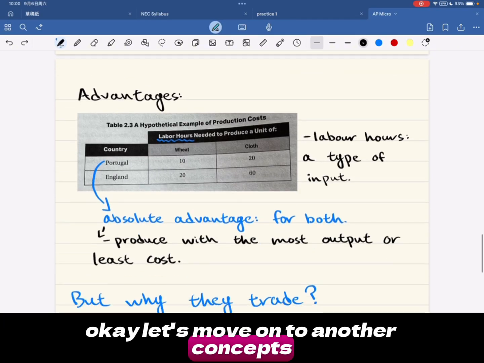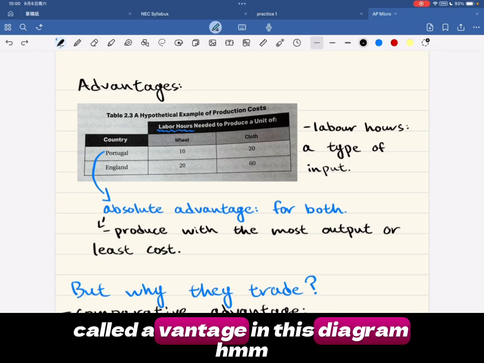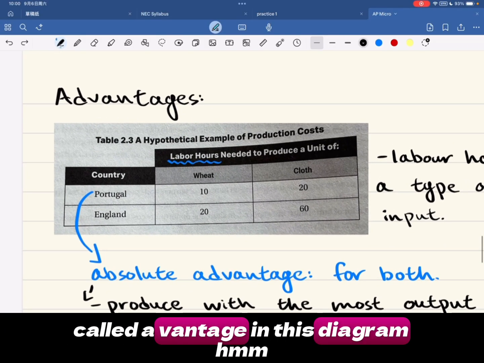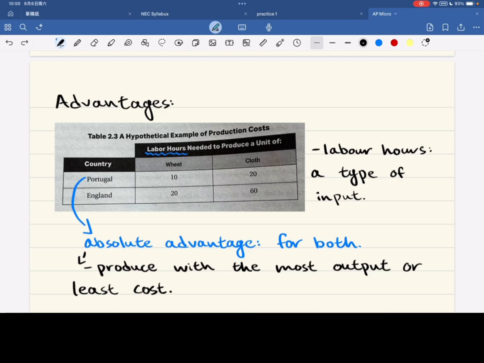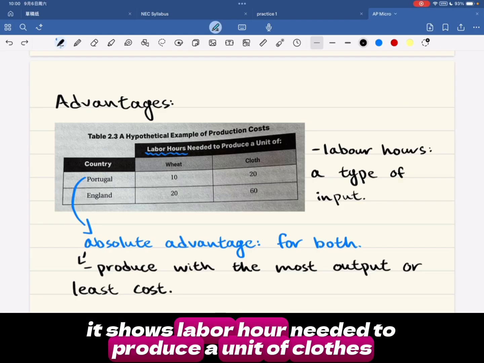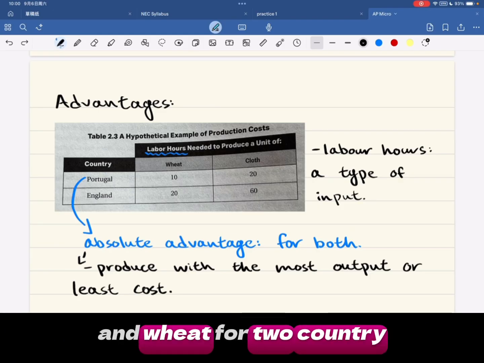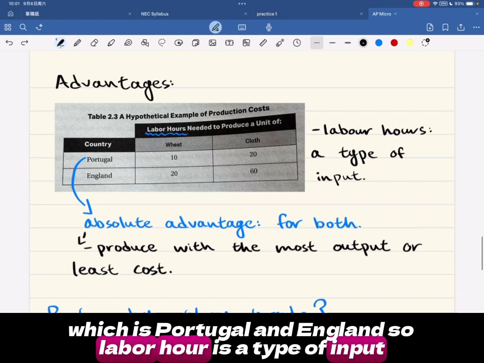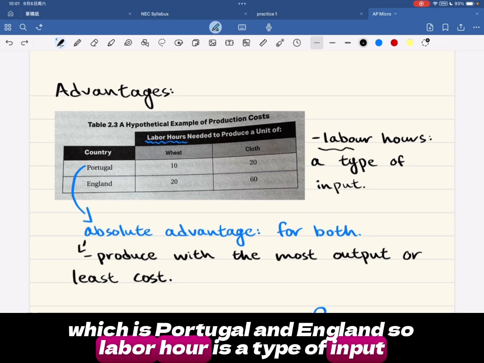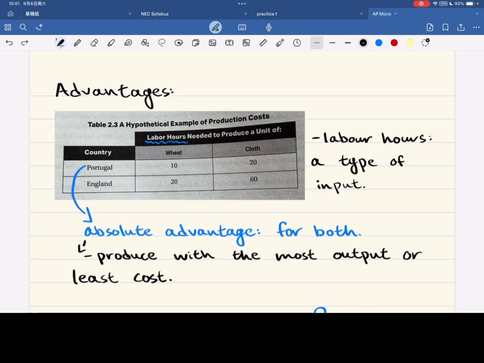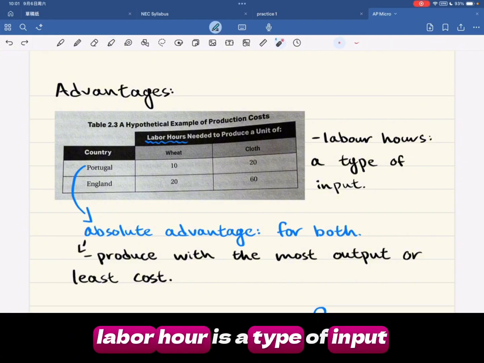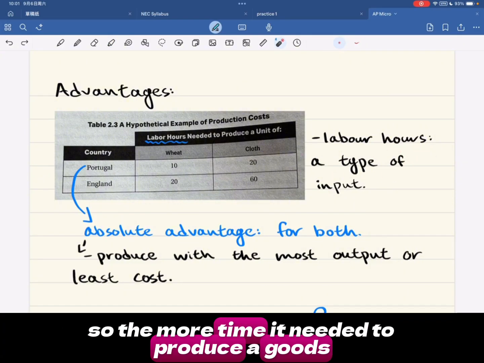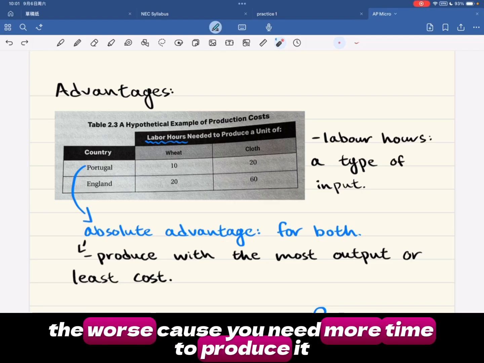Okay, let's move on to another concept called advantage. This diagram shows the labor hours needed to produce a unit of clothes and wheat for 2 countries, which are Portugal and England. Labor hour is a type of input. So the more time it needs to produce a good, the worse, because you need more time to produce it.